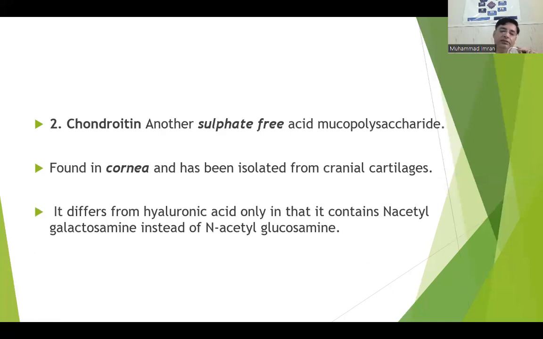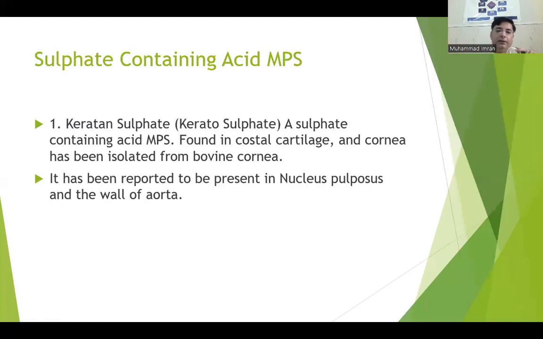Then chondroitin is also a sulfate-free mucopolysaccharide or glycosaminoglycan found in the cornea, and has been isolated from cranial cartilage, or brain cartilage. It differs from hyaluronic acid only in that it contains N-acetyl galactosamine instead of N-acetyl glucosamine. Linkages are the same: beta 1,4, beta 1,3, beta 1,4, and beta 1,3.